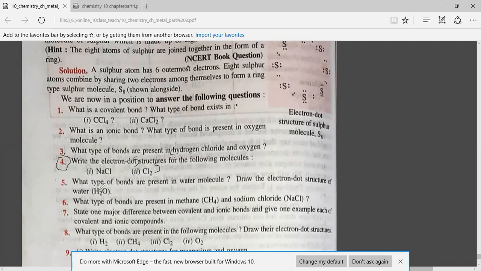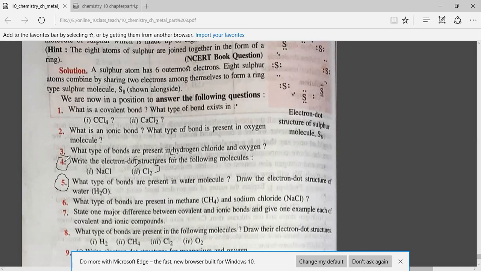Now read this fifth question. What type of bonds are present in water molecule? Draw the electron dot structure of water. The type of bond present in water molecule is covalent bond, because hydrogen is a non-metal and oxygen is also a non-metal, so they form a covalent bond. You have to draw the electron dot structure of this molecule in a copy.